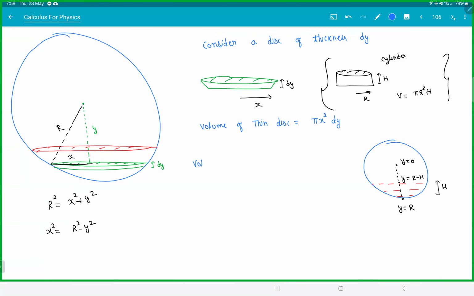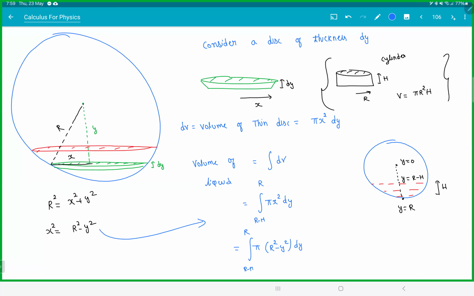So the volume of the liquid will be the summation of all the small volumes, which is integral pi x square dy. Limits will go from r minus h to r. So this is pi, but what is x square? R square minus y square. I just took this and substituted here. Have a look till here. I'll show the integration in the next page. If you got till here, we are done. Now it is just a matter of integration.